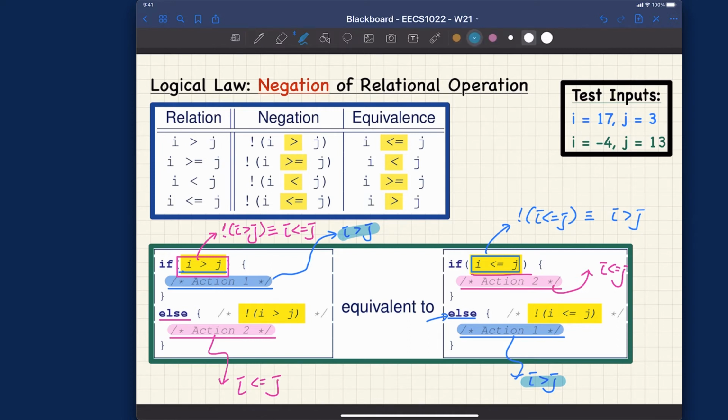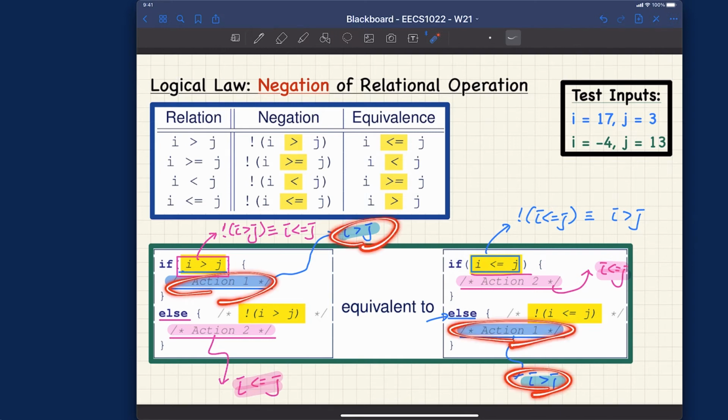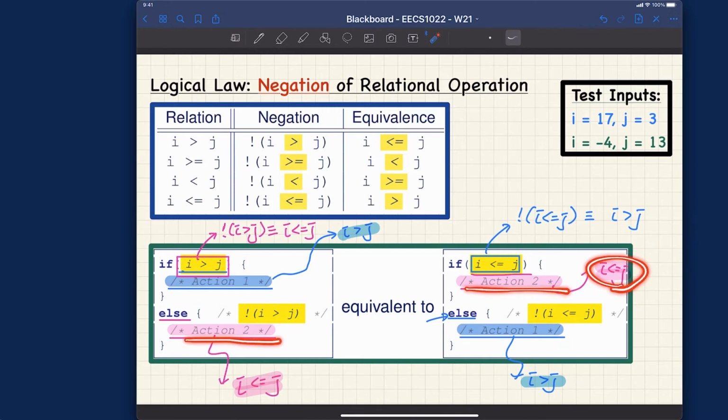So now if you compare the two, on the left hand side, I will execute action number 2 under this circumstance, I is less than or equal to j. On the right hand side, I will execute action number 2 under this circumstance. So they are exactly equivalent. So now I can see for action number 1, they will be executed under precisely the same circumstance. And also for action number 2, they will also be executed under the same circumstance. So now I have proved that they are really equivalent. Right? It's a very simple mind exercise I'm trying to do together with you to really see how to apply the logical law.